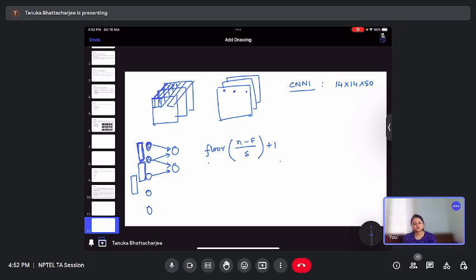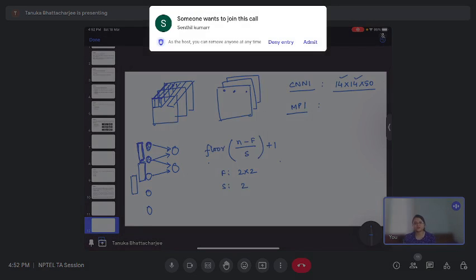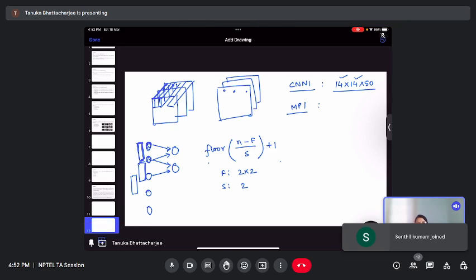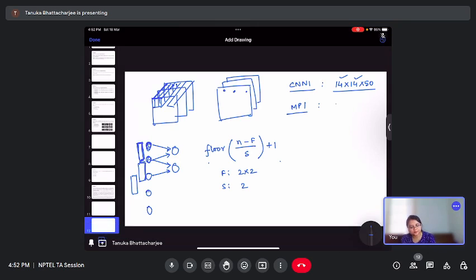Like that you keep on doing, that will lead to this number of neurons at the output of the max pooling. Here we had the CNN output as this. If we do max pooling on this, our filter is 2 cross 2 and our stride is 2. Here also the same thing will happen, both axes will be modified in the same way. So we get 14 minus 2, which is 12, divided by s, which is 2, so 6, plus 1, 7. So 7 cross 7 cross 50. This will be the output of the first max pooling layer.